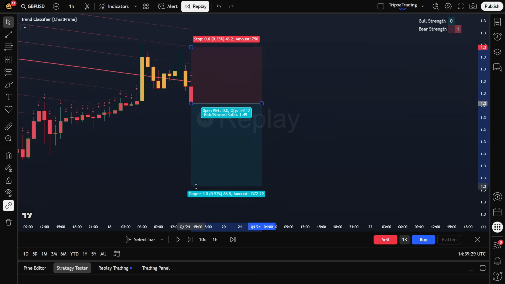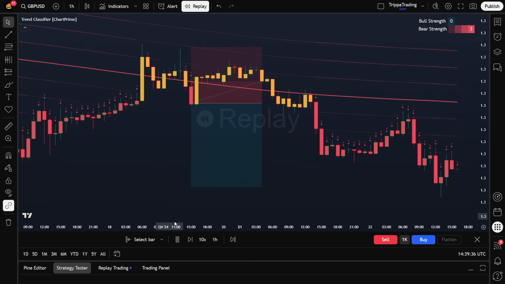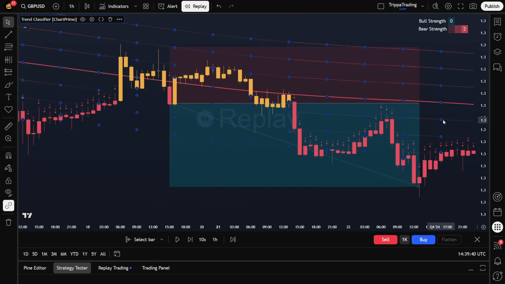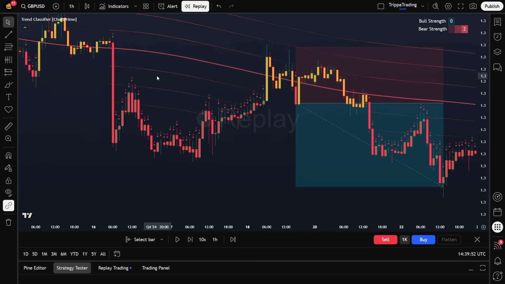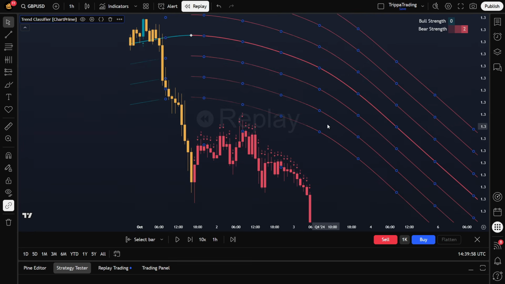Now, before we wrap this up, let me leave you with one important point. This indicator gives you structure, but like any trend-based tool, it will give false signals in ranging markets. That's why you need to respect those orange candles. If you see orange everywhere and both bullish and bearish strengths are 0, the market's not trending and you should wait. Trying to force trades in those conditions is a fast way to rack up losses.